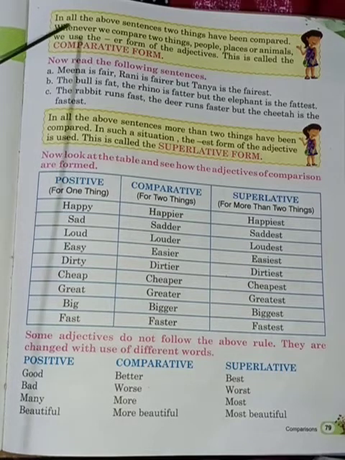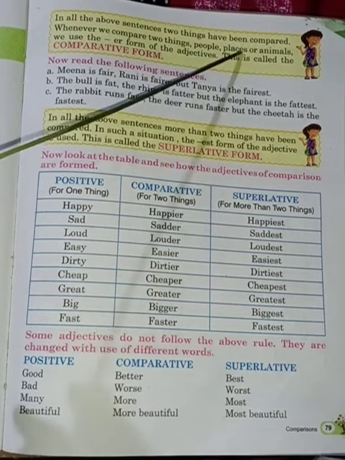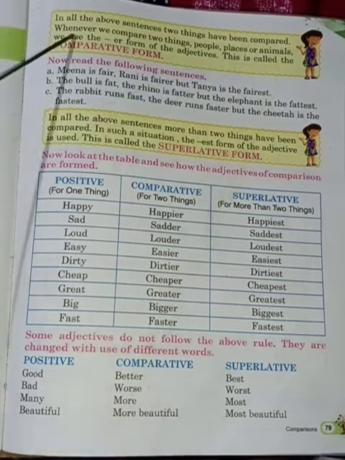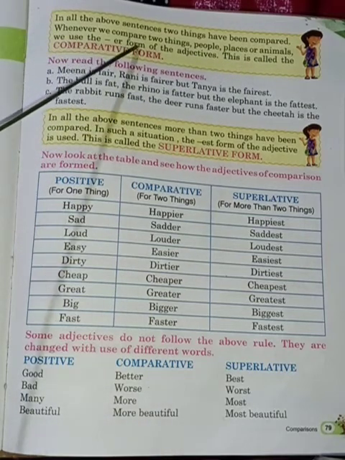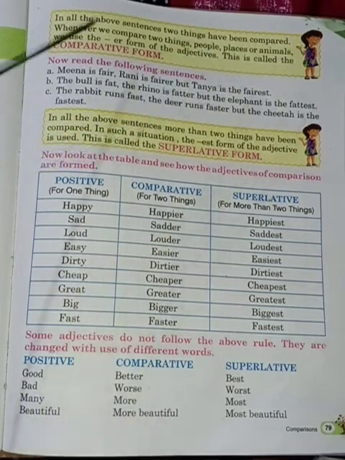Next, we will see. Whenever we compare two things, people, places or animals, we use the ER form of the adjectives. This is called the comparative form. Means, students, जब हम दो व्यक्तियों, दो जगहों, दो चीज़ों या दो जानवरों के बीच तुलना करते हैं, तो विशेषण यानी एडजेक्टिव्स में ER लगाकर शब्द का प्रयोग करते हैं.